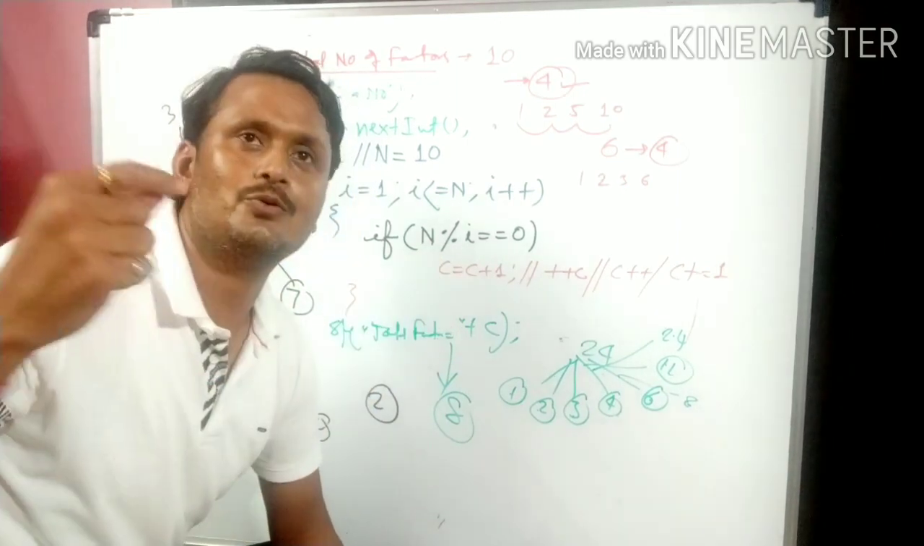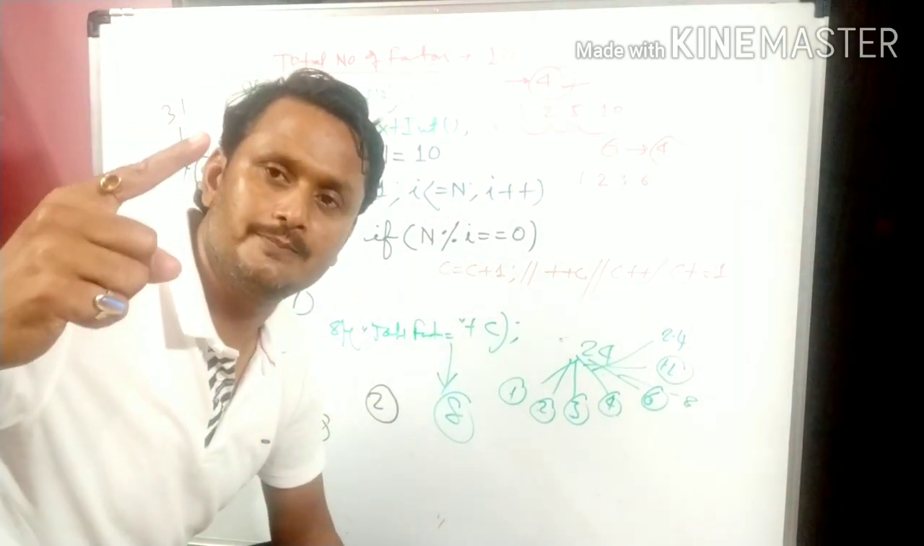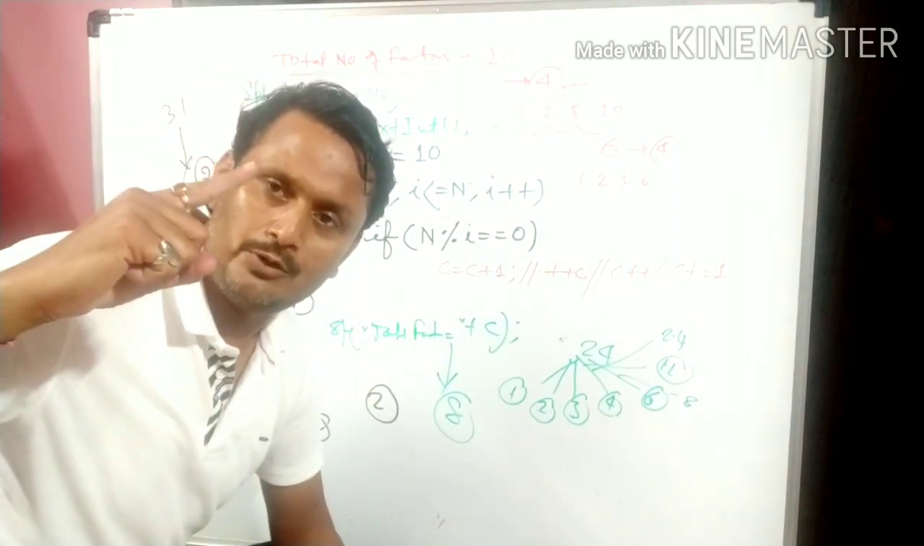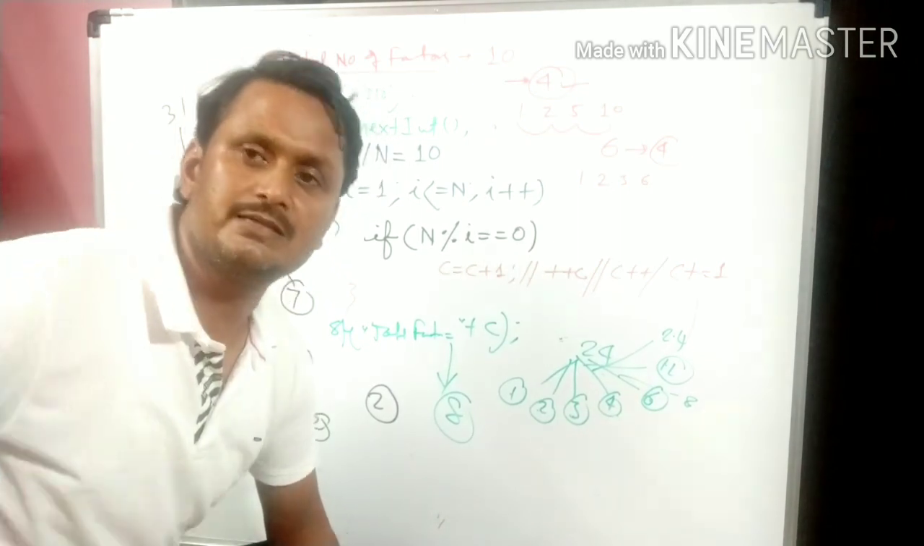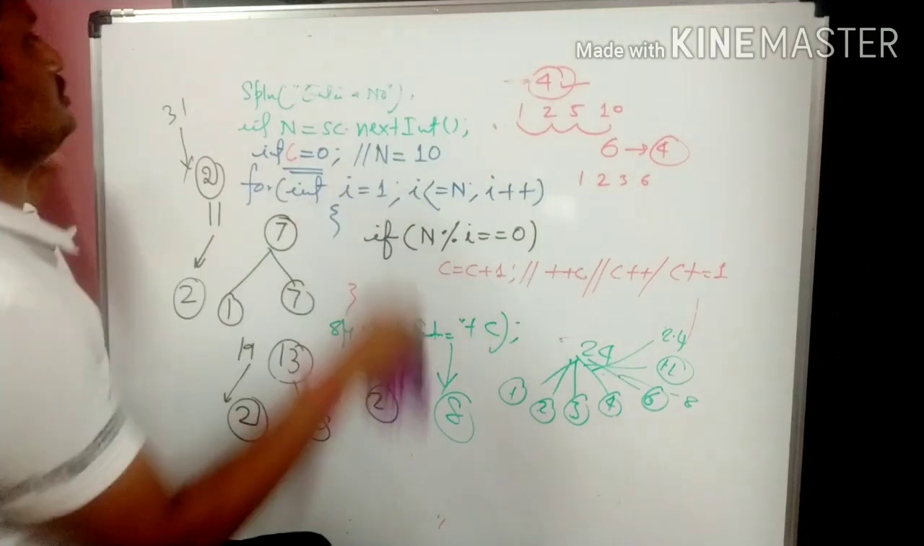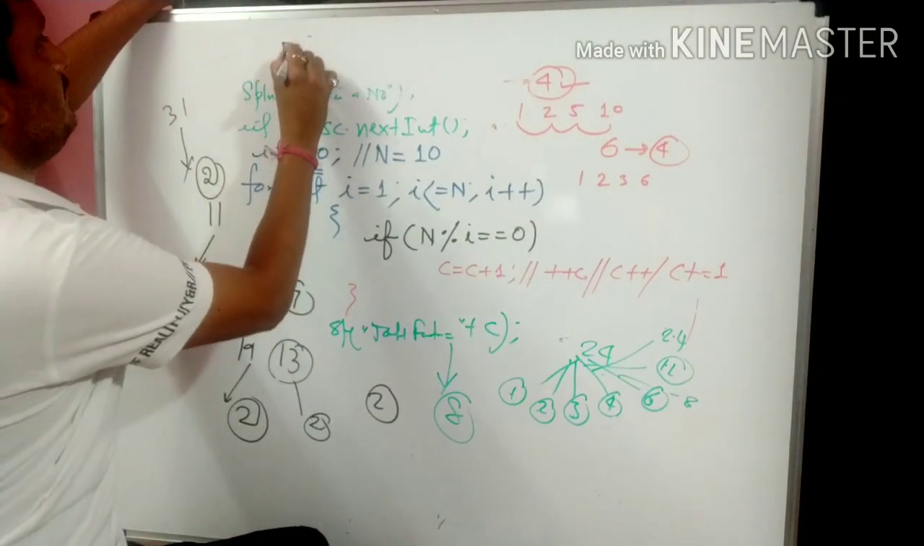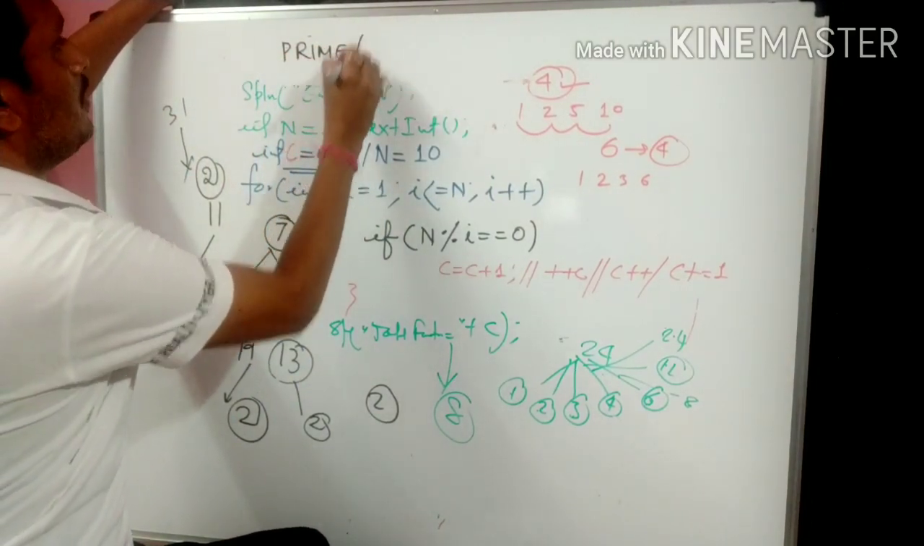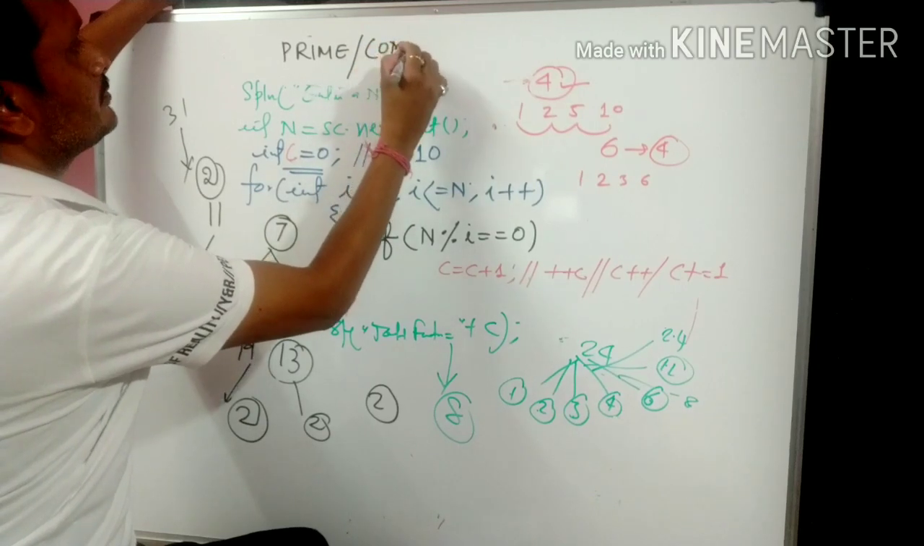Now, the question is what? You have to input a number. You have to input a number and check whether the number is a prime number or composite. What you have to check? You have to check whether the number is prime or composite.